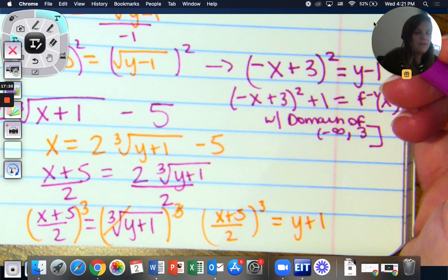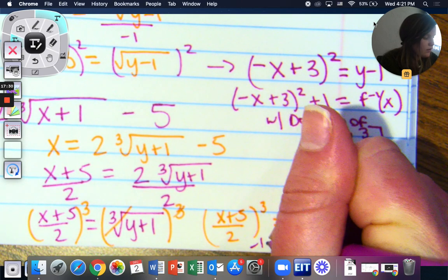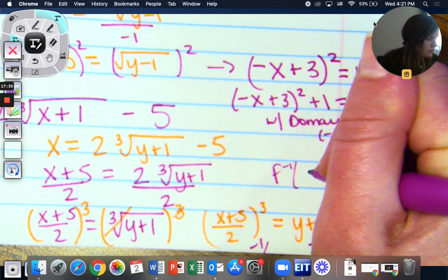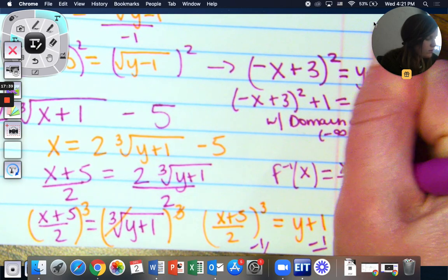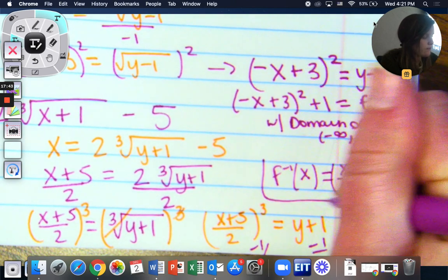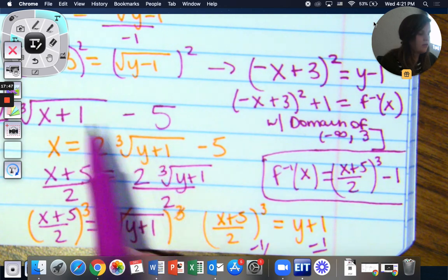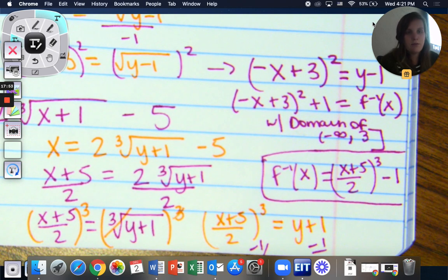I'm running out of room here, but that's okay. So we have minus 1, you just put it on the outside. So we have f inverse is equal to x plus 5 over 2, to the third power, minus 1. And no restricted domain, because the original and the inverse are both infinite. Okay? So there's an example of that cubed root one.